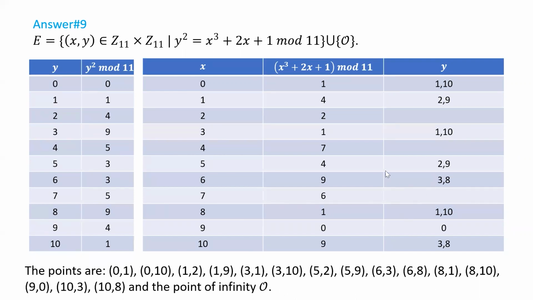Similarly, (5, 2), (5, 9), (6, 3), (6, 8), (8, 1), (8, 10), (9, 0), and (10, 3), (10, 8). All these are points on the particular elliptic curve. So how many points are there? If you count 1, 2, 3, 4, 5, 6, 7, 8, 9, 10, 11, 12, 13, 14, 15, and the point at infinity. So in total 16 points are there on this elliptic curve.